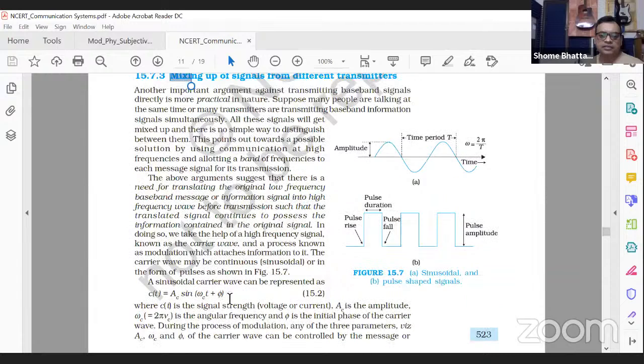So this is your carrier wave equation, which we were talking about earlier. This is the equation of the carrier wave. Now this carrier wave will be mixed or modulated by the modulating wave, and that will form the transmission wave.